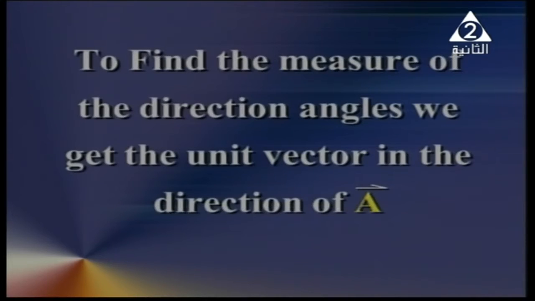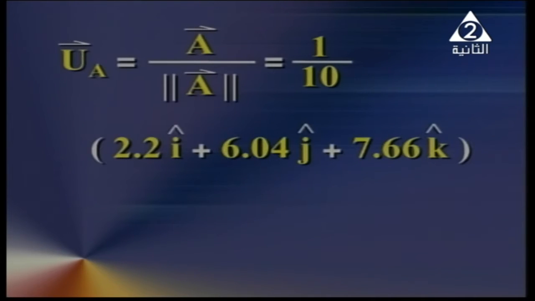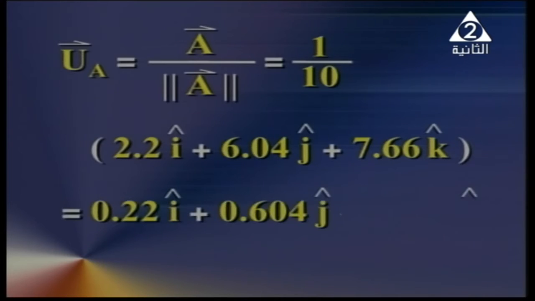After that, to find the measure of the direction angles, we get the unit vector in the direction of the vector A. We know that the unit vector in direction A equals vector A over norm A, which equals 1 over 10. Why? Because the norm of the vector is 10, from the given. Then multiply 1 over 10 times 2.2I plus 6.04J plus 7.66K. The answer is 0.22I plus 0.604J plus 0.766K.